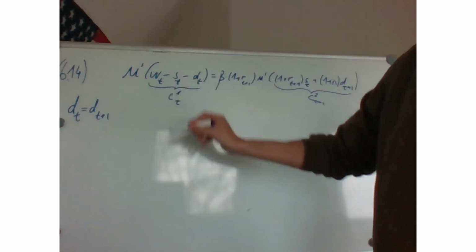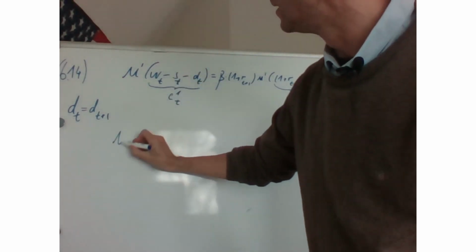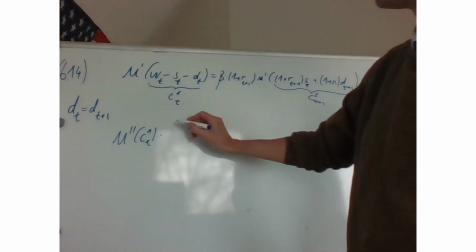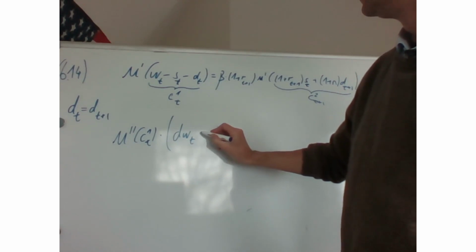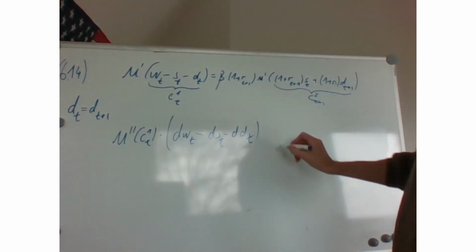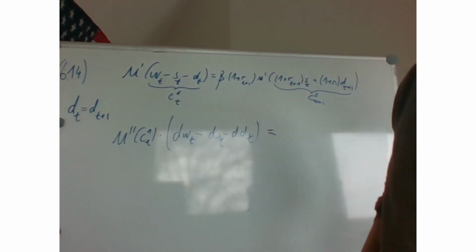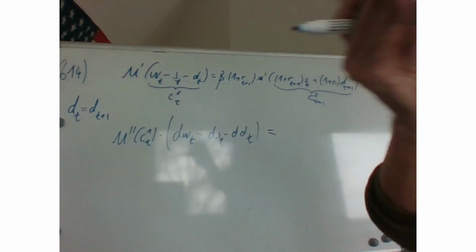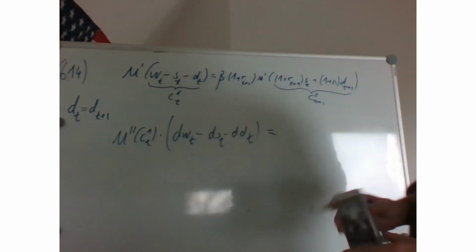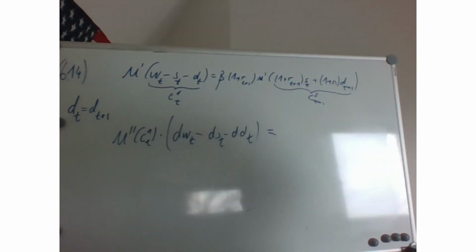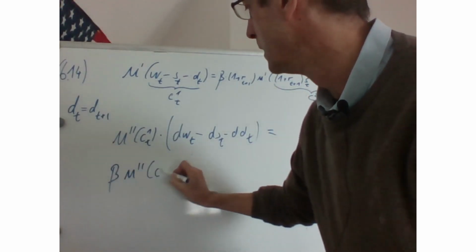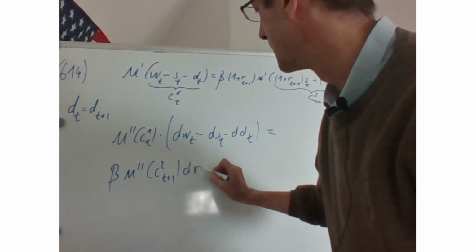differential. So, for example, for the left side, we find that u'' of C1t times dWt minus dSt minus dDt. That's the marginal utility of the left-hand side. And we also form the marginal utility of the right-hand side. So this is beta times u'' of C2t+1 times dRt+1.